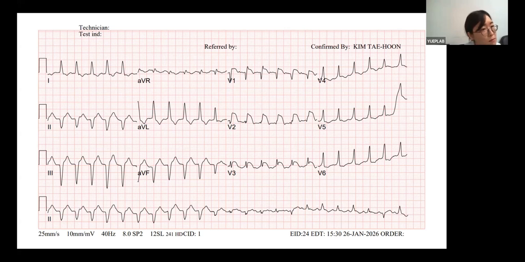Because the wide QRS rhythm and the narrow QRS rhythm show a similar rate, even though it is a ventricular rhythm, it's hard to differentiate AV dissociation because the rate is very similar, right? And the later part shows PQRST with almost one-to-one conduction, but still there's changing QRS morphology.